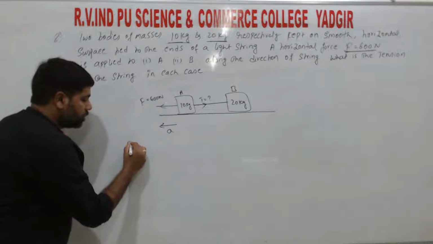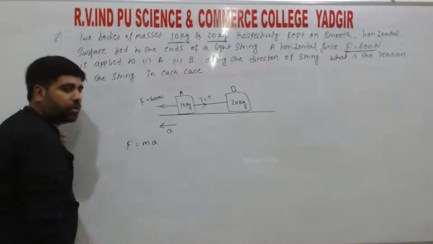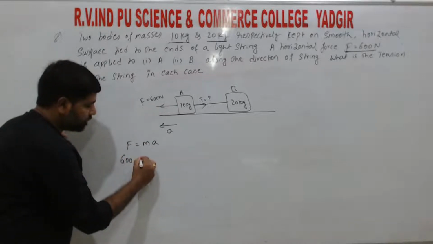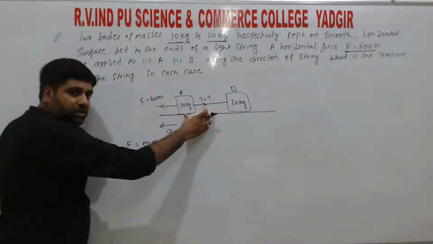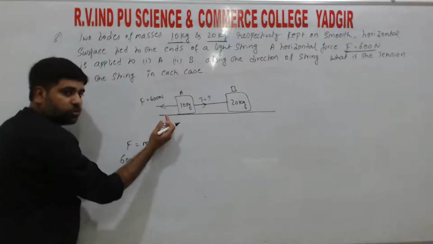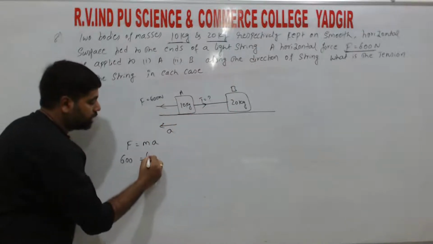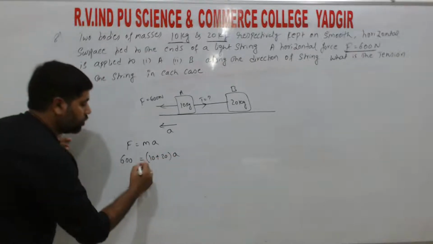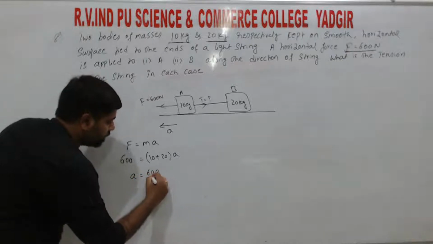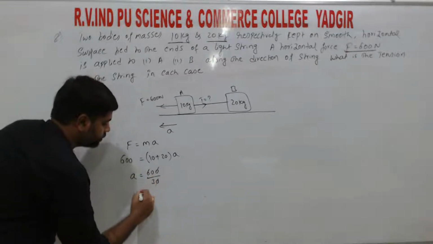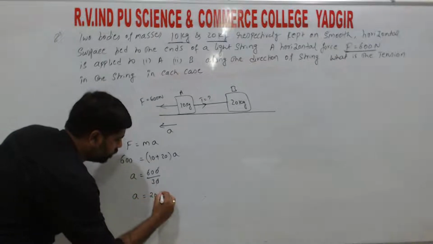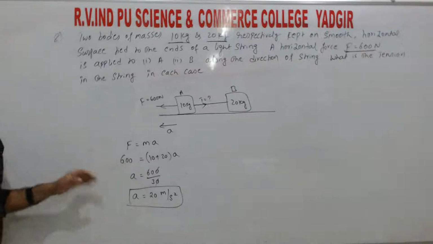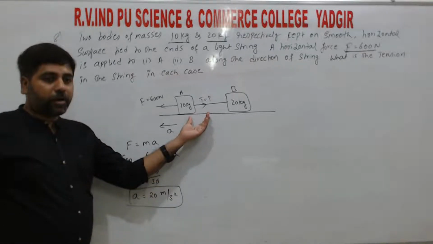So again from Newton's second law, F is equal to m into a, right? The force applied is 600. Since there are two objects moving, the mass is the sum of the two masses, which is 10 plus 20, into a. So here we get a is equal to 600 by 30. So a is equal to 20 meter per second square. So this is the first step. First we found the acceleration, right?